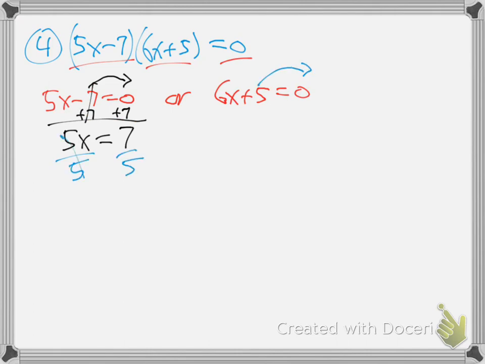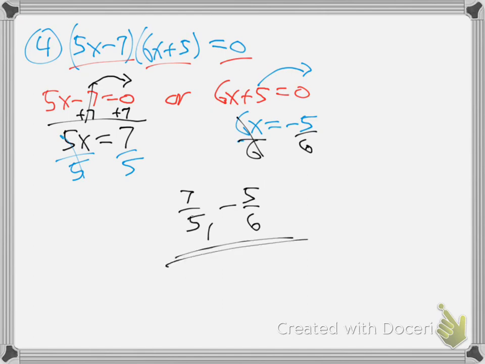Same thing here. Just jump the 5 to the other side. Becomes a negative 5 because I really just subtracted 5 from both sides. And then we can divide by 6. Boom. So there's my two answers. 7/5 and minus 5/6. Oh, 5 looks a little funny there. There's the two answers.